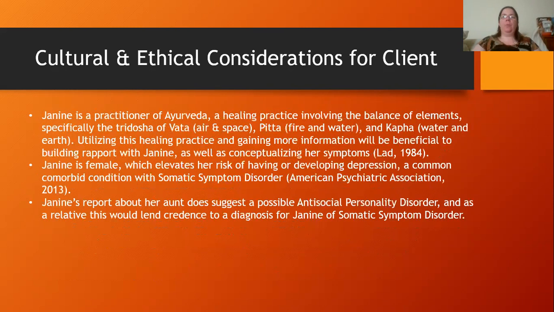And when I describe Janine's report about her aunt, it does suggest a possible antisocial personality disorder in her aunt. And because they are related, this would lend credence to a diagnosis for Janine of somatic symptom disorder. But that's something that isn't completely certain and isn't the be-all and end-all, I guess, is the term I'm searching for.